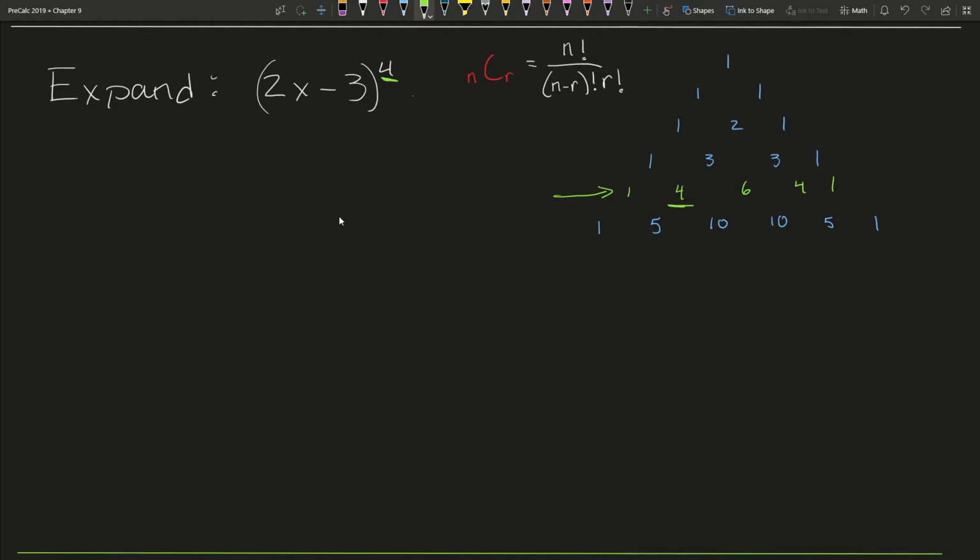And then we match that pattern that we did up above. Okay, so 2x minus 3 to the fourth will end up looking like, I'll do this in red. So 2x to the fourth, right, that's the first term, plus 4 times 2x cubed, right, because of this 4. And then we get negative 3 to the first.